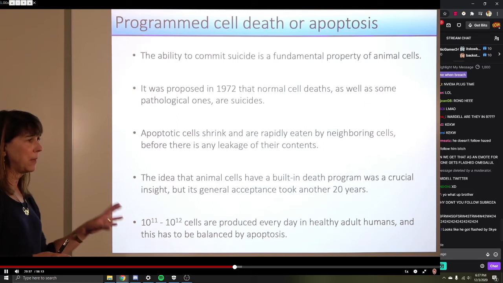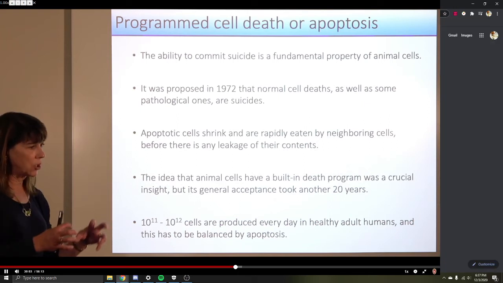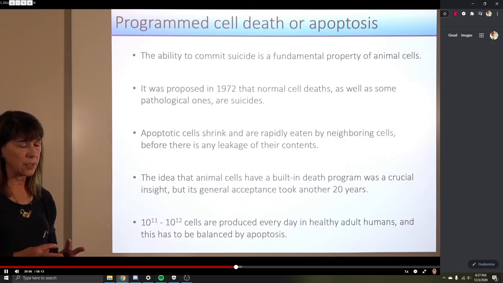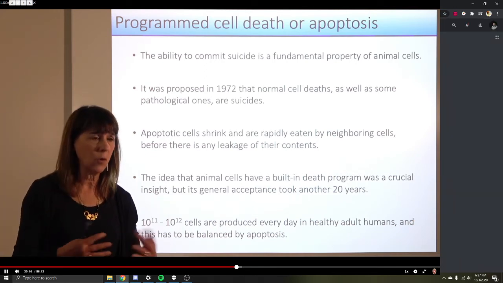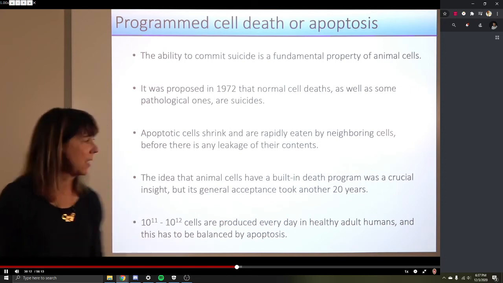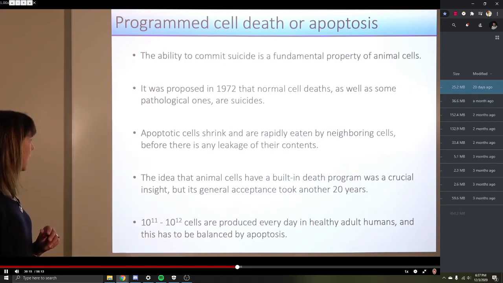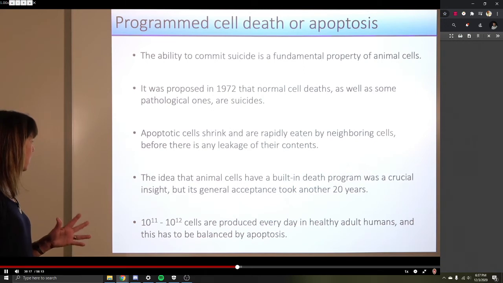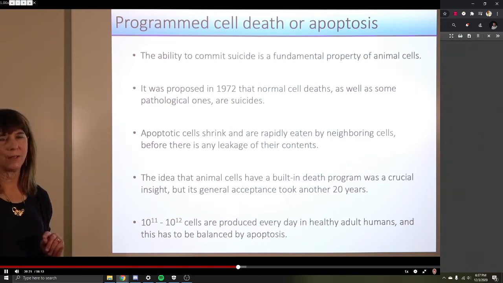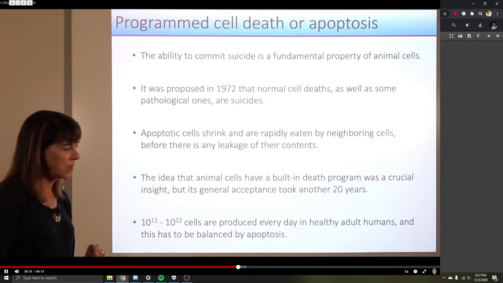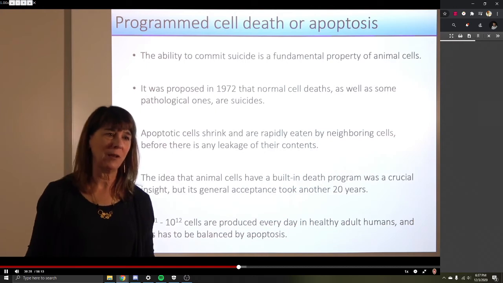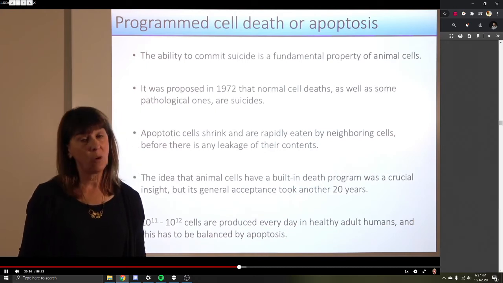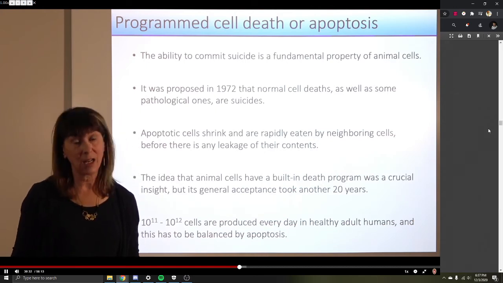So apoptotic cells shrink, and then they're rapidly eaten by other cells. The point is they don't let out their contents, which could really cause problems for neighboring cells. This idea that animal cells have a built-in death program was a crucial insight back in 1972, but it took more than 20 years for people to accept it. And as I said, as scientists, we want to understand how normal cells function. We never gave it a thought. Normal cells function finally by saying it's time to go.